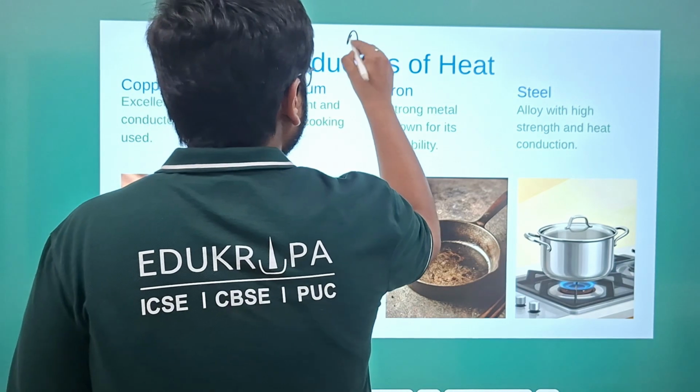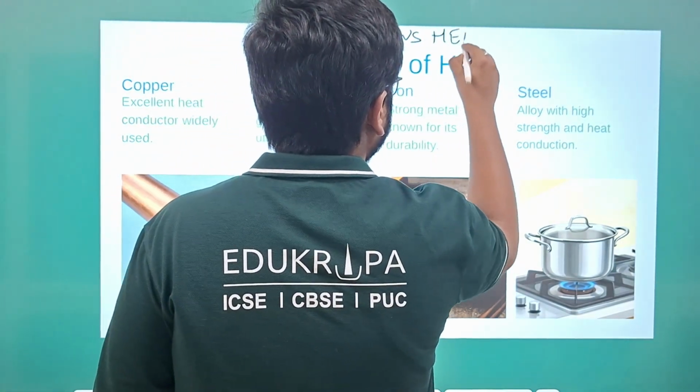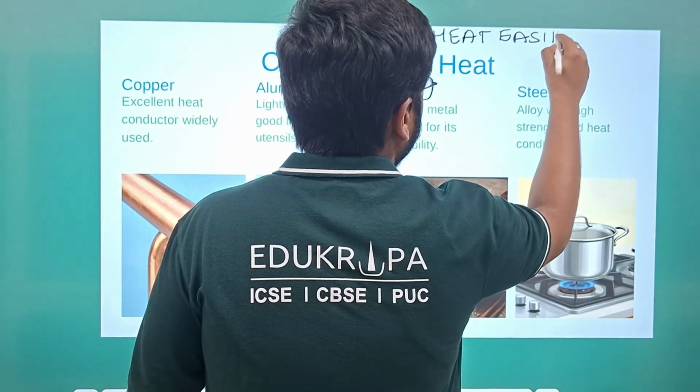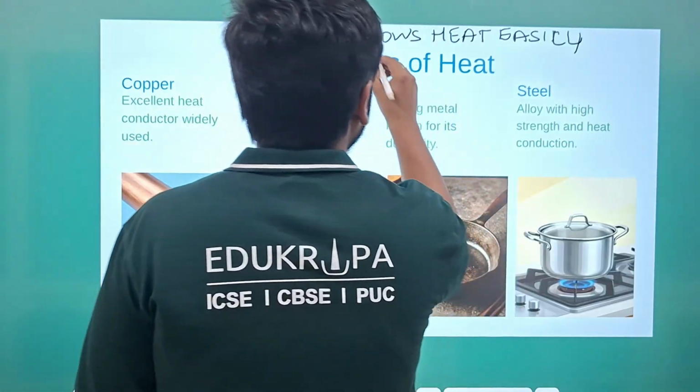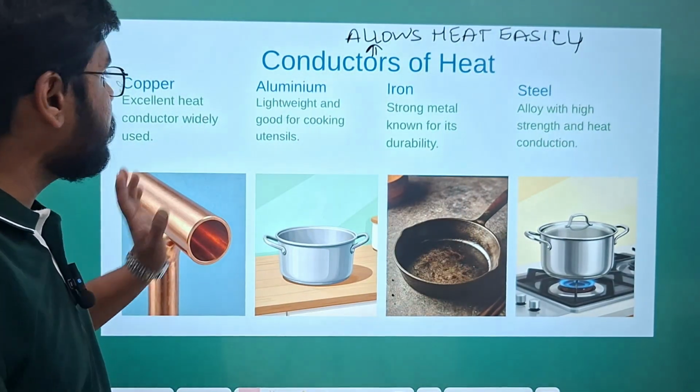Next, what are conductors of heat? Conductors in general are the objects which allow heat to pass through them easily. Conductors are the substances which allow heat to pass through them easily.